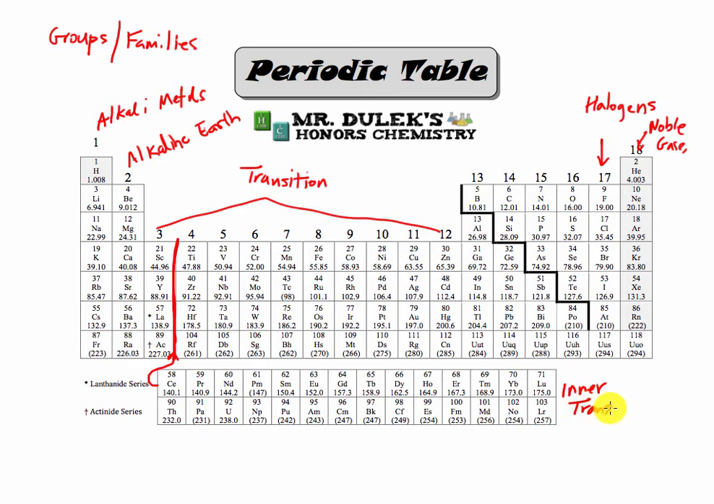The problem if I did that is that it would go through the boundaries of my page. This would fly off the page, this would fly off the page. So in order to make it fit on a piece of paper nicely, we have to have the inner transition metals removed and put down here at the bottom. Okay? And then going horizontally, left to right on the periodic table, are called the periods.